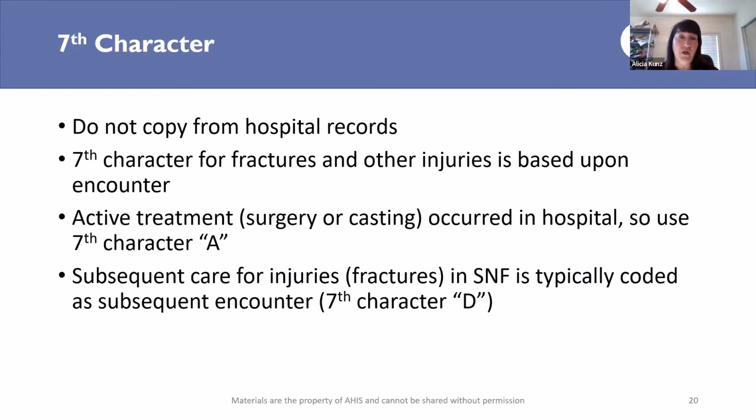One of the things that we want to caution you about is not to copy codes from the hospital record. One, the coders at the hospital are human, just like you and I, and they can make mistakes. You want to code based on the documentation of what the physician is actually writing, not the codes that they may or may not put on in the documentation. So also remember, when it comes to an injury and the hospital's treating that injury, the hospital is going to use the 7th character A, which is not something that we would normally use. So just be aware of that.